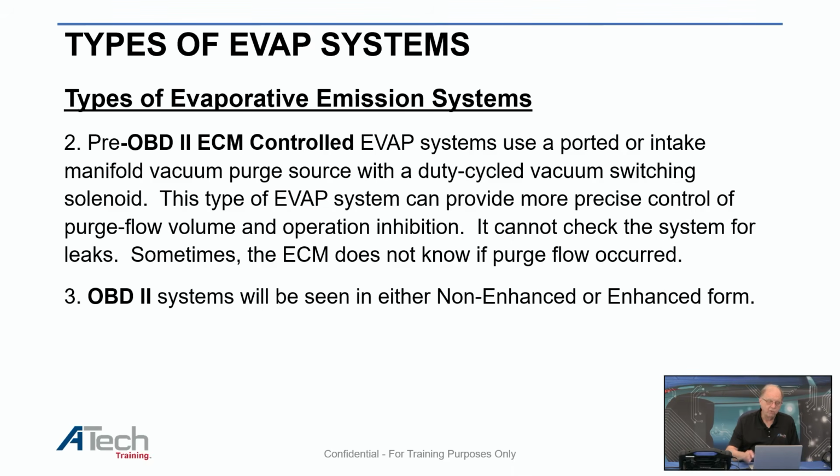Now, as we went farther, the pre-OBD2 systems used a ported vacuum switch, or a duty cycled vacuum switching solenoid. Those were the other systems you might see. This type of EVAP system provided a little bit more precise control than the other systems that we've seen earlier. It cannot check the system for leaks. All it would know is if a purge flow happened. So OBD2 wanted to enhance this. They wanted to check the system out for leaks. So there was either a non-enhanced or enhanced form. Those were the next things that we will be talking about in this class.